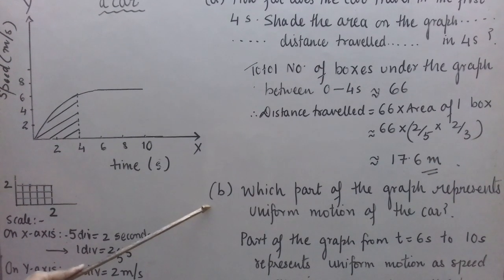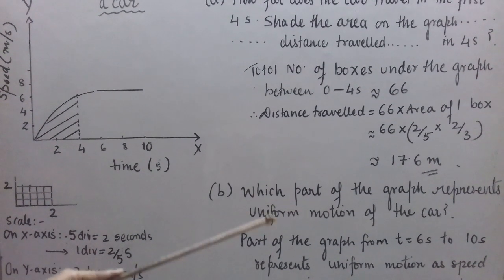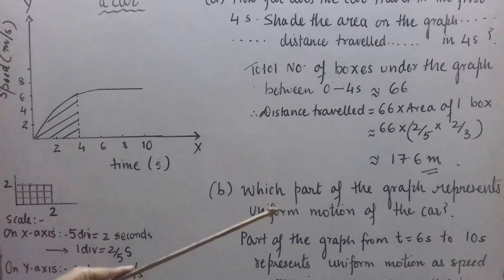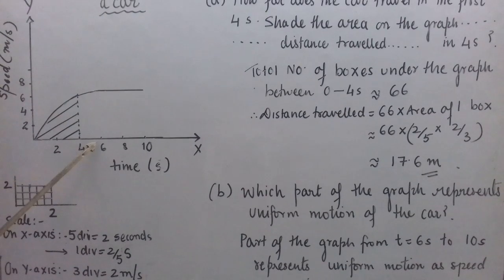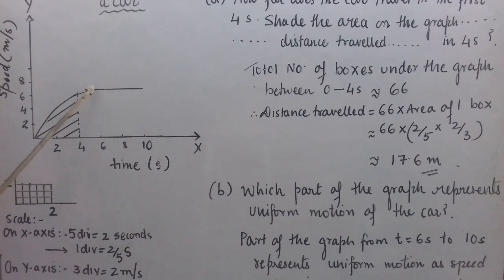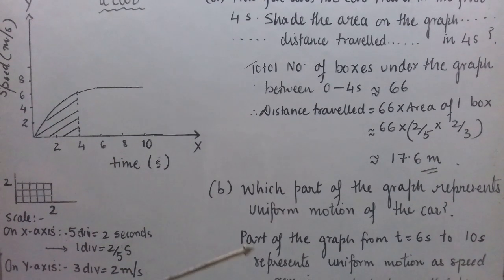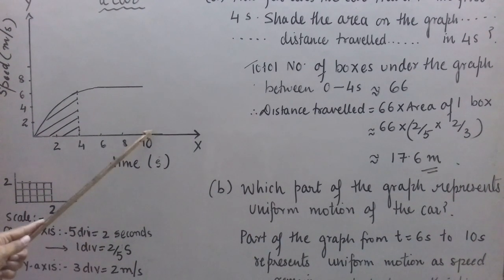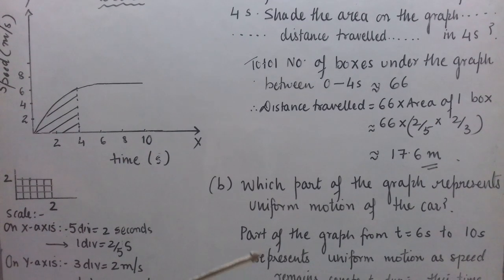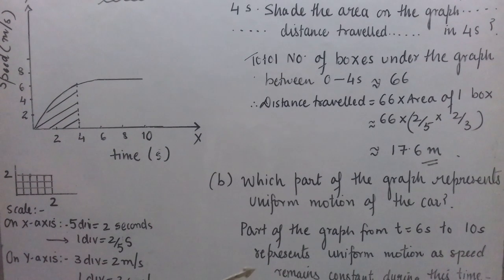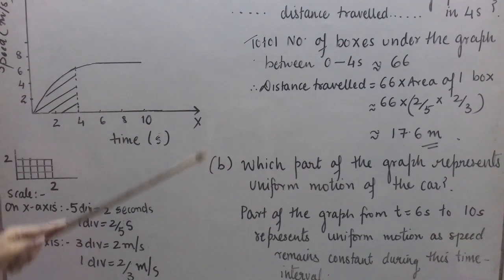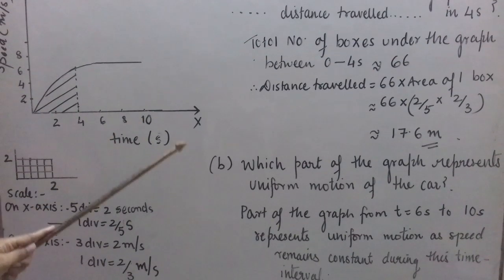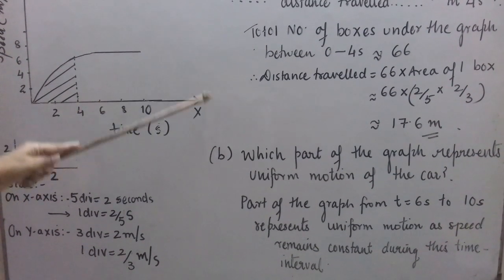Now, B part. Which part of the graph represents uniform motion of the car? As we have already studied the graph before, after the time is 6 seconds, the graph becomes a straight line parallel to the time axis. So the part of the graph from time 6 seconds to 10 seconds represents uniform motion, as speed remains constant during this time interval.